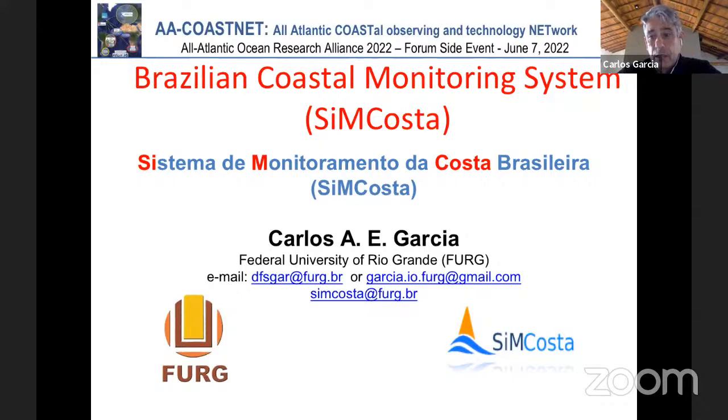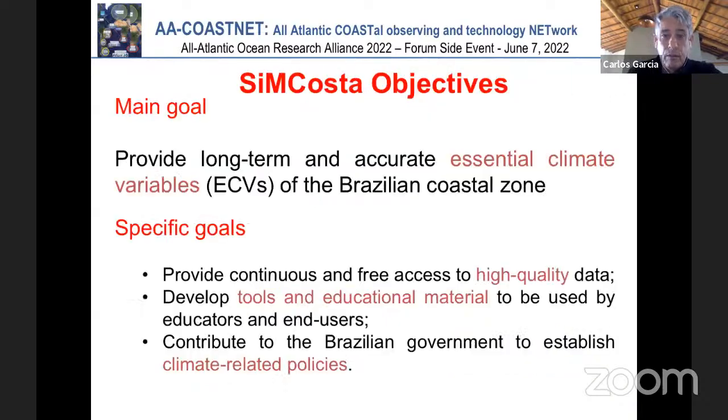It's a monitoring system that started in 2011, so it's about 10 years already. I'm from the Federal University of Rio Grande, extreme south of Brazil, and I coordinate a very huge program in Brazil, where there are a lot of people involved from different institutions, mainly from universities.